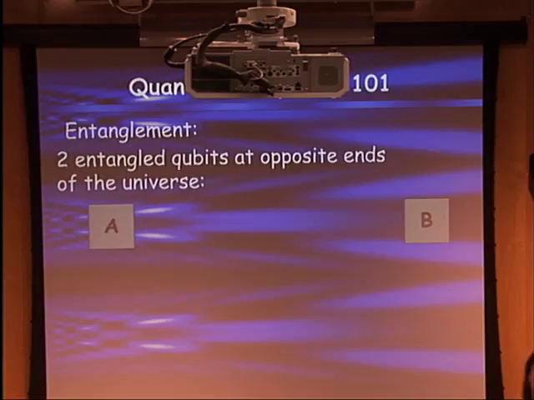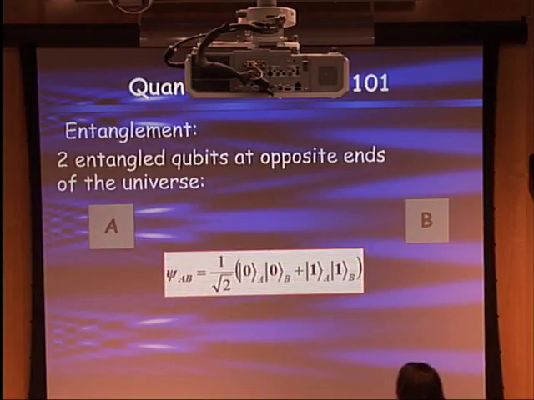Now let's try the same thing with two entangled qubits. To get qubits entangled is often pretty tricky, but basically they usually have to be together or together-ish, and you have to do something to them to connect them in this way, to entangle them. Let's say I've done that, and now I go ahead and keep A and send B to the other end of the universe. As an example, I picked this state right here, which is entangled.